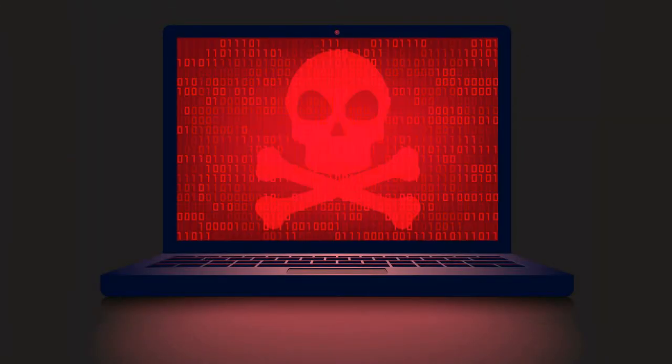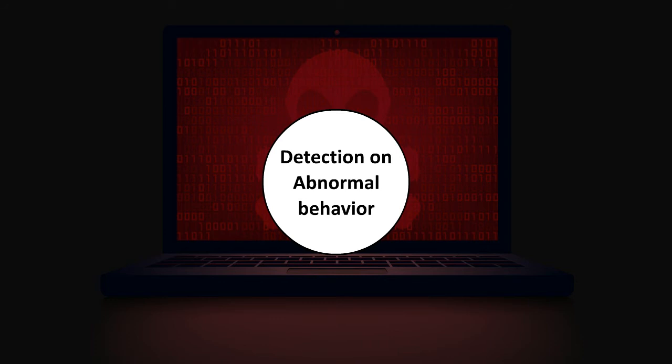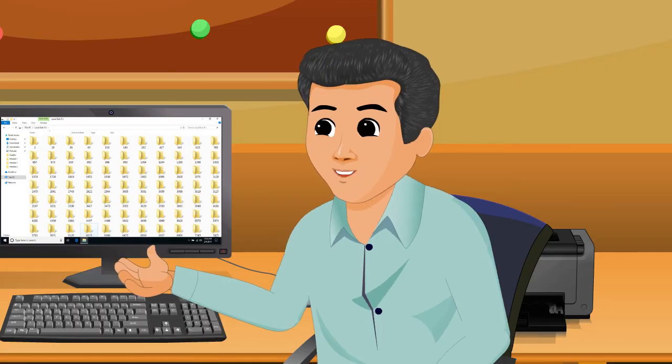Attacks by these threats remain undetected for a long period and require different methods and a more difficult approach, such as detection based on abnormal behavior. This is really very dangerous.